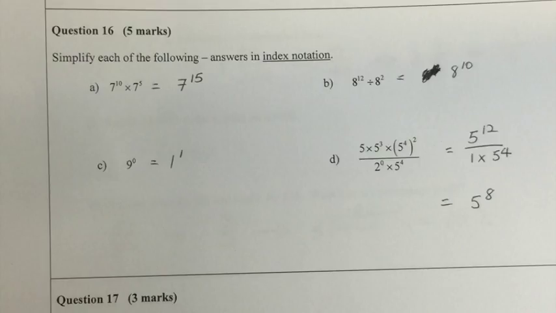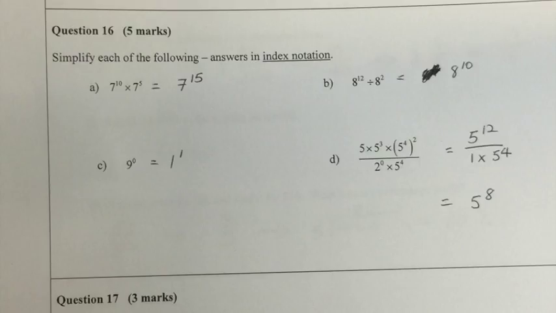B, 8 to the power of 12 divided by 8 to the power of 2. So that equals 8 to the power of 10. C, 9 to the power of 0, remembering that anything that is to the power of 0 equals 1. So we can write that as 1. And if you want to write it in index notation, 1 to the power of 1.